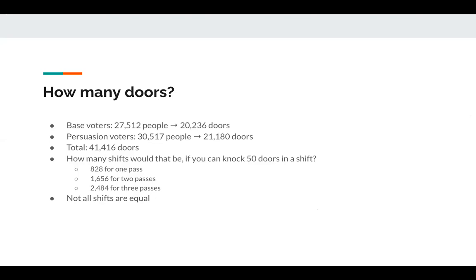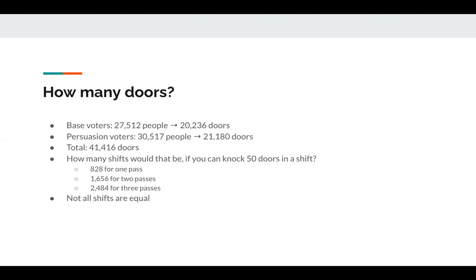The 27,512 people in our base universe are spread across 20,236 doors, while the 30,517 people in the persuasion universe are spread across 21,180 doors. All told, that's 41,416 doors. When it comes time for people to actually go out and door knock, we're going to put these 2 universes together, which is pretty easy to do in Van. If you save them both as saved lists, you can just create a new list that adds them together. That's going to help make our turf denser and let us knock more doors in less time.